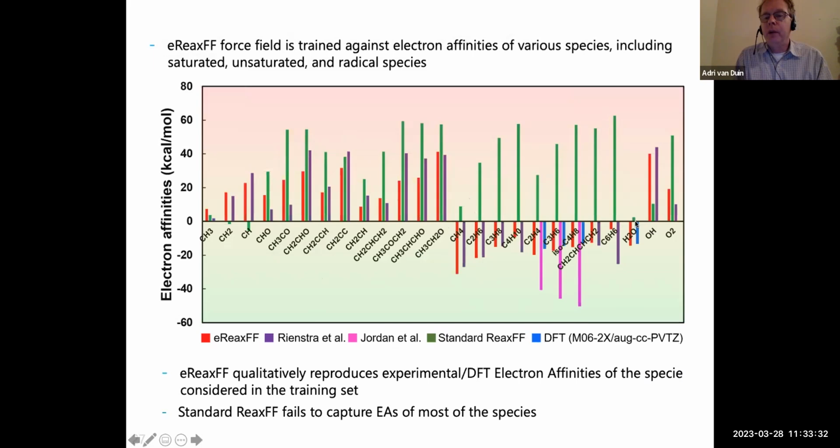Similarly for water, water has a negative electron affinity. ReaxFF predicts it to be slightly positive, but OH on the other hand has a hugely positive electron affinity because the OH anion is much more stable than the OH radical. And e-ReaxFF describes that difference between water and OH quite well.